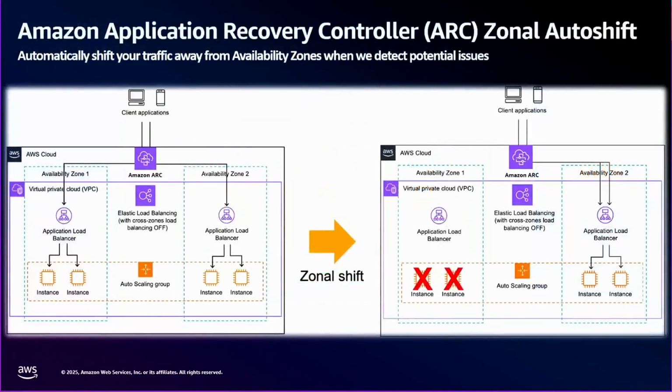Customers asked us for a way to do this themselves, right? How do we shift from one AZ to another during a health issue or during an incident? And we released a service at re:Invent 2023 called Application Recovery Controller, or ARC for short. Essentially, the service monitors the health of the AZs, and using DNS, you can automatically route traffic away from an unhealthy AZ to the surviving AZs.